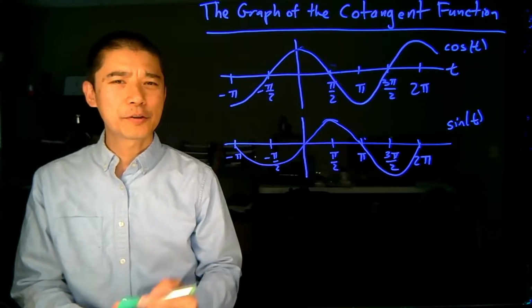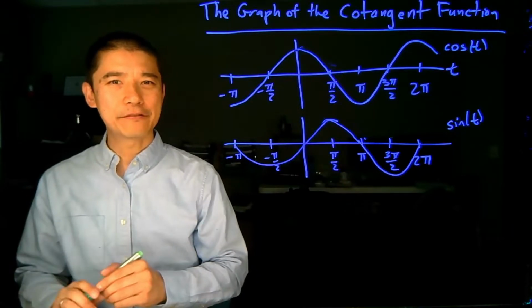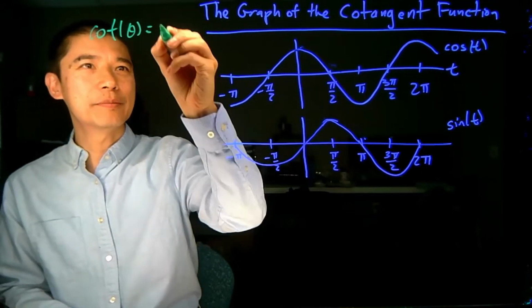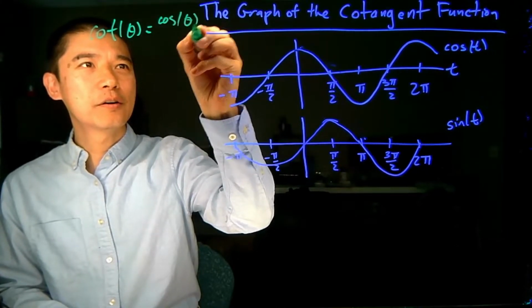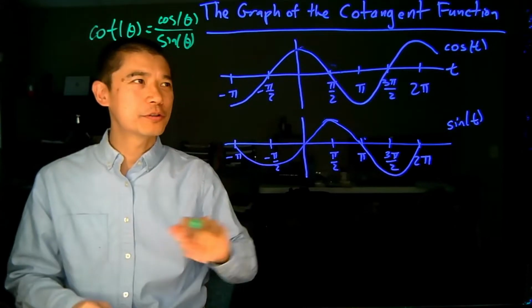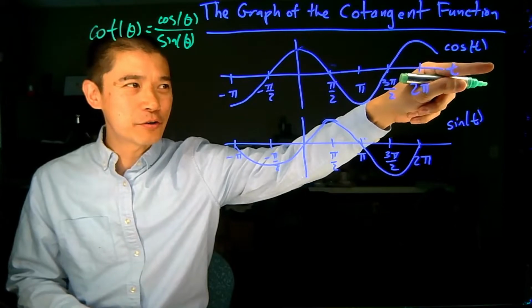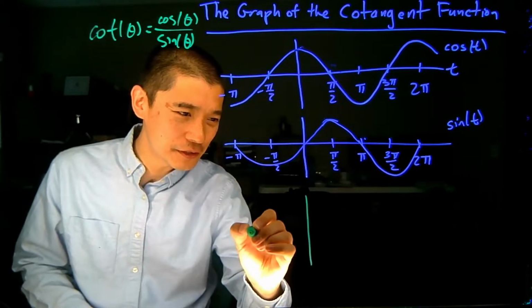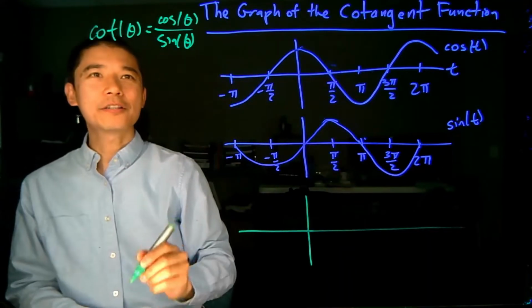The analysis of the cotangent function is very similar to that of the tangent function. Cotangent of theta is going to be cosine theta over sine theta. And so we'll look at the same graphs, but now we're going to swap the roles. I switched the order of these two, so now cosine is up and sine is on the bottom to match the function.